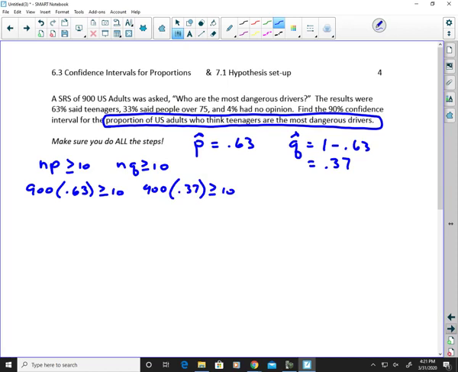Now notice I used my p-hat and my q-hat because I did not have the population values. Well, it's not your lucky day. It's nearly normal, so we will have to do this problem.